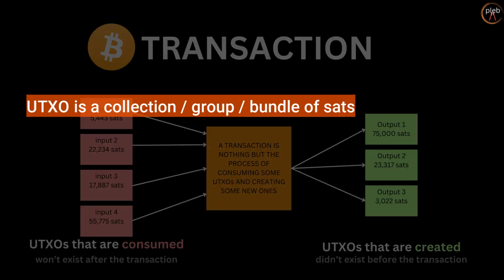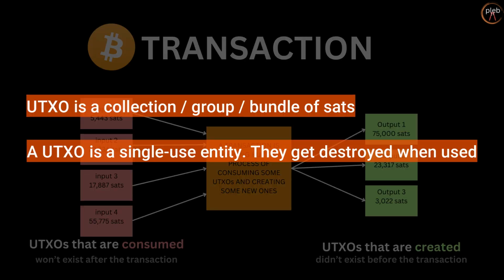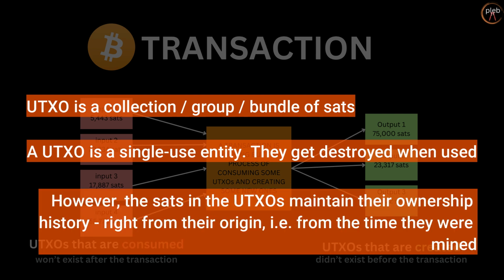A UTXO is a collection or bundle of sats, and it's a single-use entity. They get destroyed when used. However, the sats in the UTXO maintain their ownership history right from their origin, that is, from the time that they were mined.